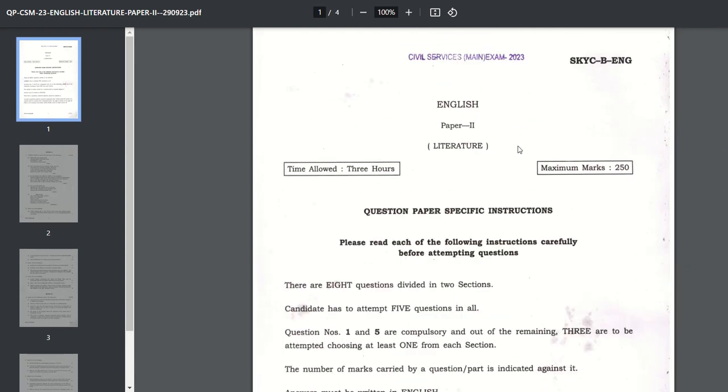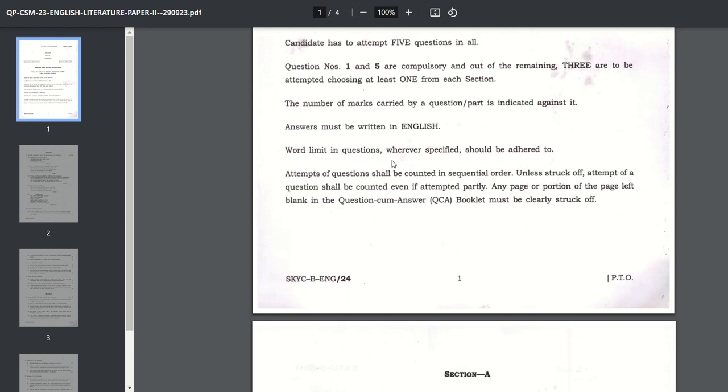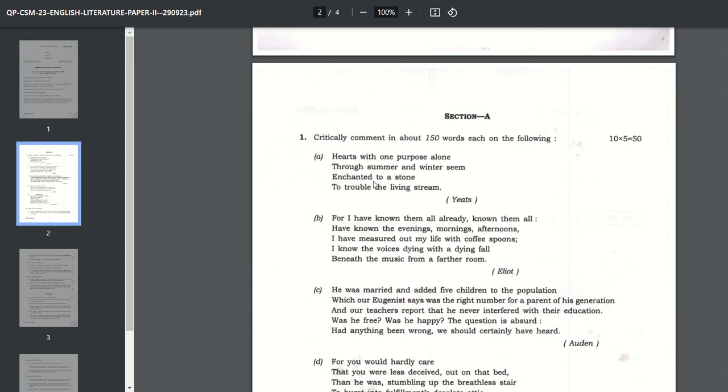You will go for paper 2. This again is 250 marks and 3 hours accordingly. And now, in the same pattern as paper 1, question number 1 and question number 5 are compulsory, and out of the remaining 3 questions, one is to be attempted from each section at least. So again, question number 1 is compulsory.